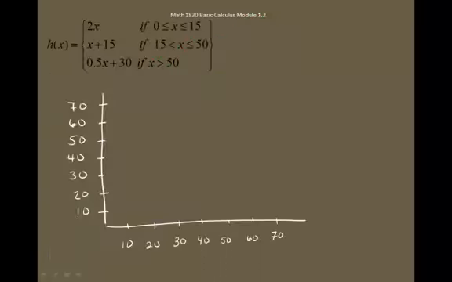Notice in our second example, h of x, we have 3 different functions. Now notice that the points at which one function ties into the other are going to be 15 here, and at this one it's going to be at 50. So let's take a look at these points and see how they react to these functions.